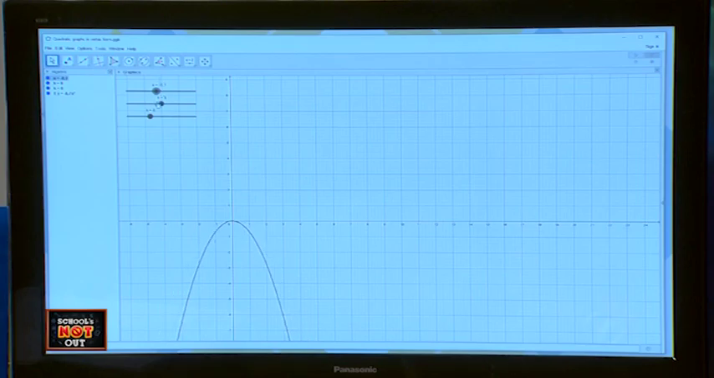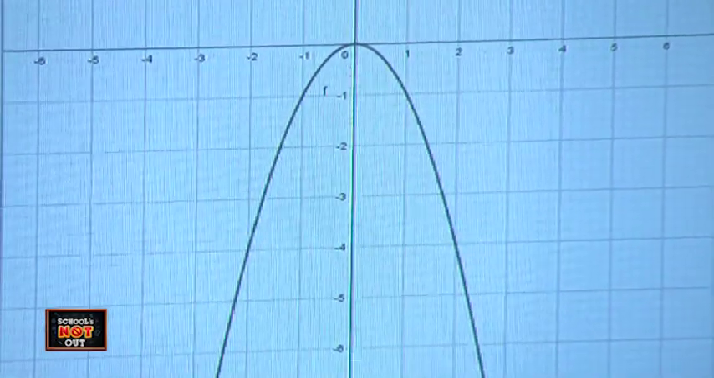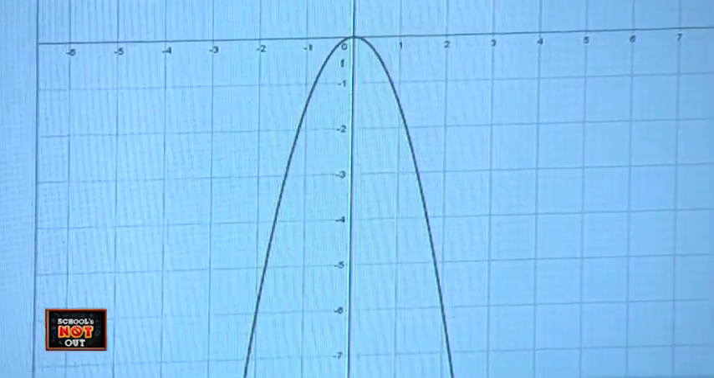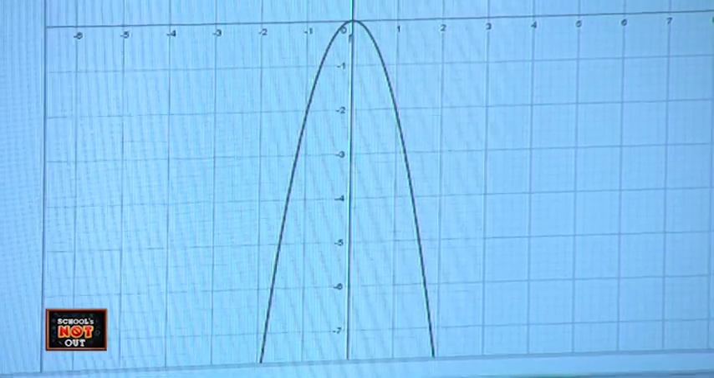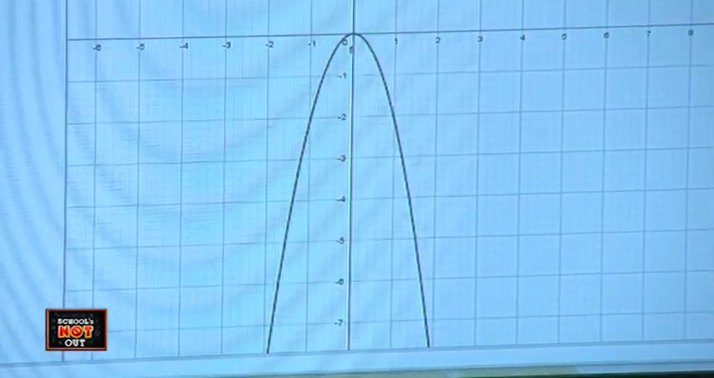Now, let's see if we have that same effect. So the further into the negatives that we go, we're seeing again that our graph seems to be closing in. And so, Brittany, you would say this is skinny and sad? Yeah, it's skinny and sad it is.